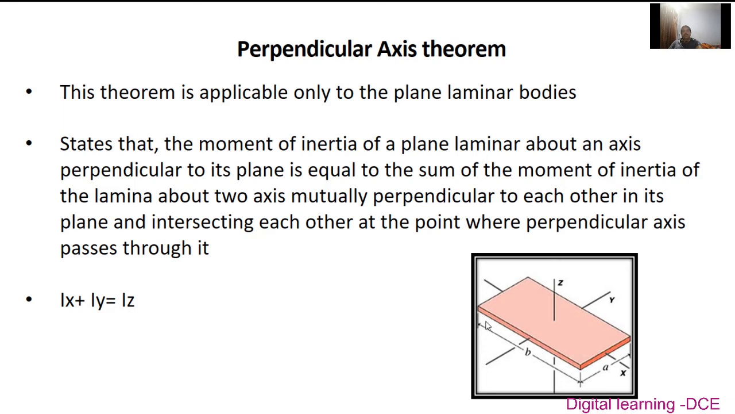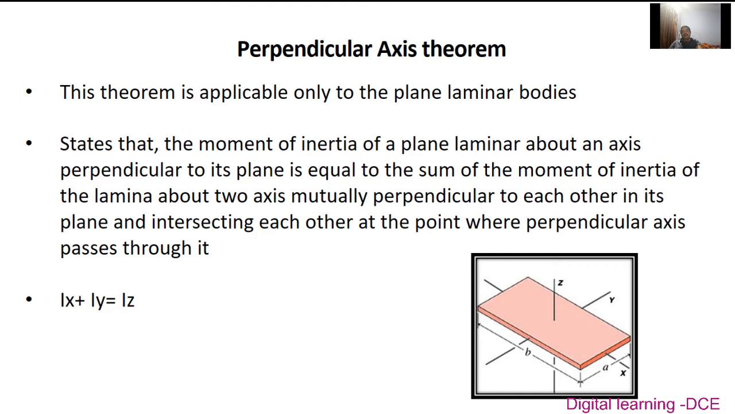So the perpendicular axis theorem is applicable only to a plane laminar body. Let us consider a rectangular lamina whose length is b and breadth is a. The moment of inertia about the x-axis, which passes through the center and is perpendicular to the breadth, and the moment of inertia about the y-axis, which passes through the center, can be easily found out.